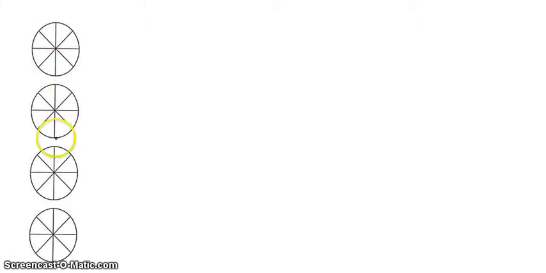Now in these pictures here we can see we've got 4 wholes and we've broken them up into 8 pieces each. 1, 2, 3, 4, 5, 6, 7, 8. So we can talk about these pictures representing eighths. And essentially eighths are written with the 8 on the bottom.